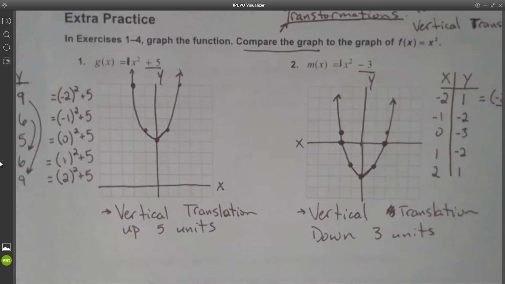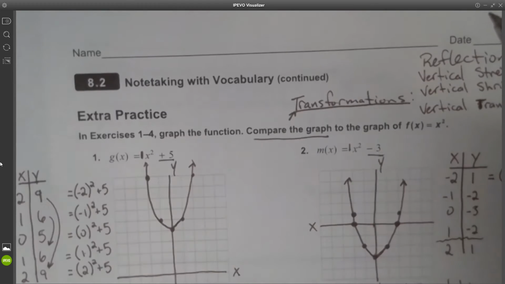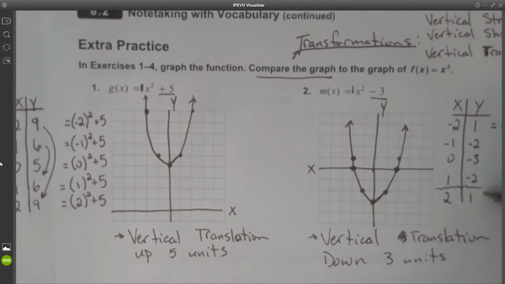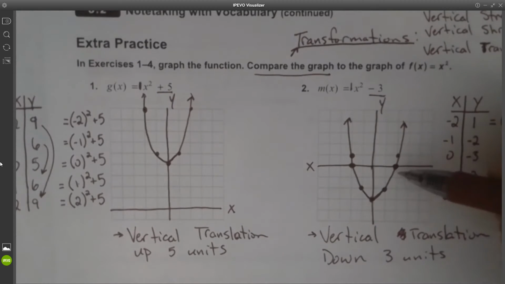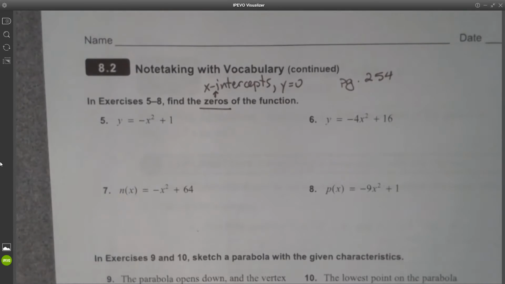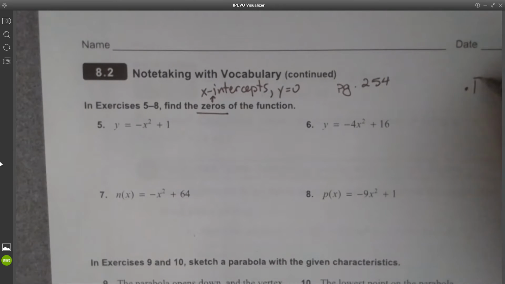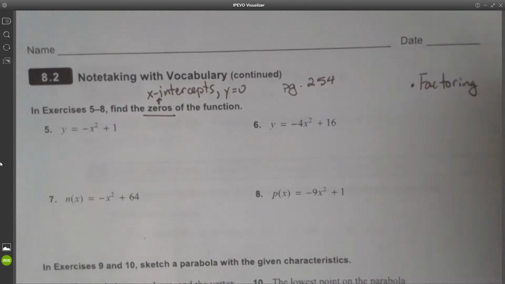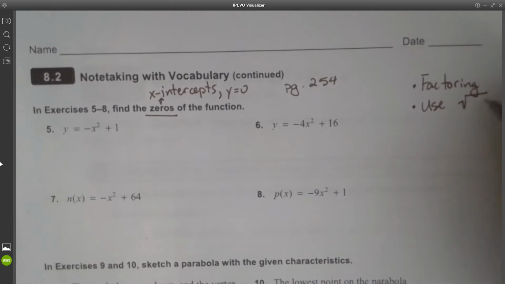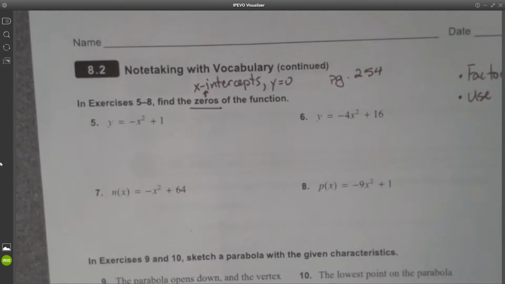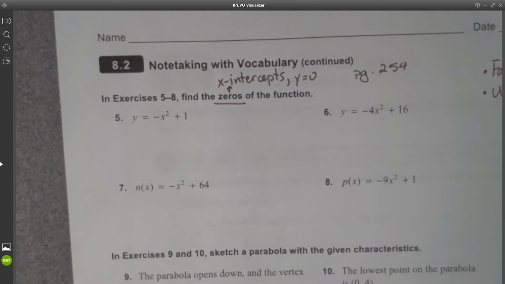So we can't just estimate based on the graph if we want to know an exact answer. Sometimes you can do this by factoring. Other times we can do this by solving using a square root of x squared. I'll show you both ways, and then you can decide what you think is best for you.